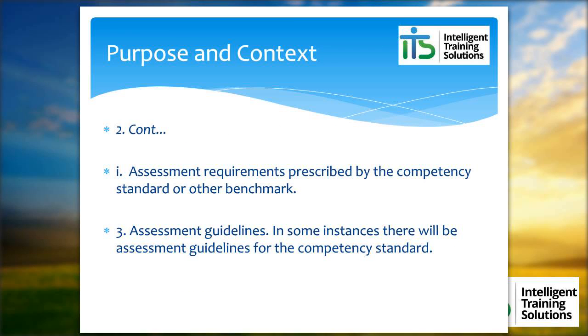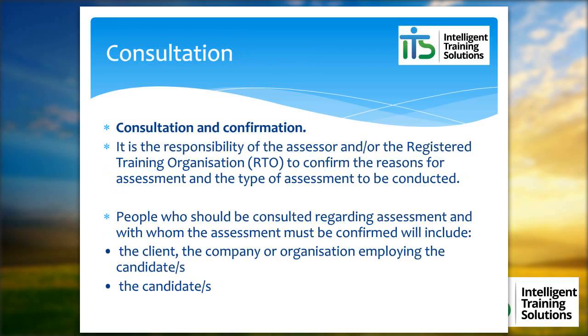Assessment requirements prescribed by the competency standard or the benchmark. Obviously, again, we need to work out that that's being the purpose and context of that. And the assessment guidelines, in some instances, there will be assessment guidelines for the competency standard. So those units of competence, they'll have within their assessment guidelines the bare minimum of evidence that's required and the types of evidence we need. And it's the same thing too within some of the licensing standards or Australian standards themselves for different things. There will be a whole section written saying this is how you must do it, this is what you must be able to assess, this is the evidence we need, and you're going to follow that.